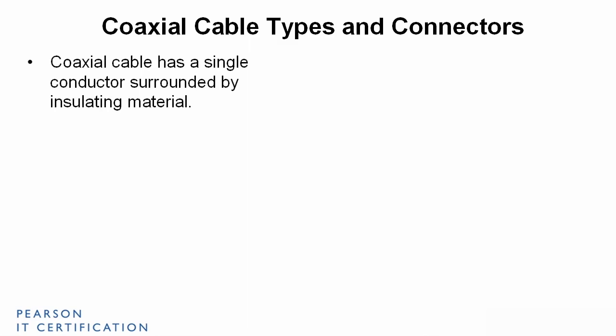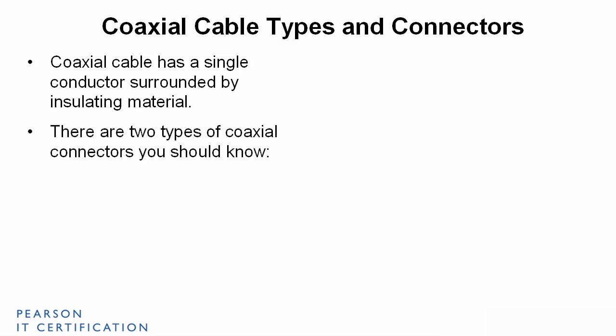Coaxial cable has a single conductor surrounded by an insulating material, which is then surrounded by a copper screen and finally an outer plastic sheath. Some network technologies still use coax. And there are two types of coaxial connectors you should know for the exam. The first is the F connector, and this is more common.